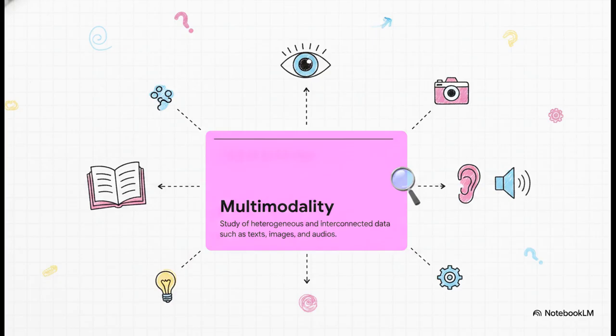Technically speaking, this is the scientific study of heterogeneous, interconnected data. We're talking about things like texts, images, and audio all coming together. Think of it exactly like our human senses. We don't just read the world, we see it, we hear it. The whole goal here is to represent and summarize all this different data in a joint way. We want to preserve the really complementary information while filtering out the redundant stuff. We're basically trying to give AI a synchronized sensory system.